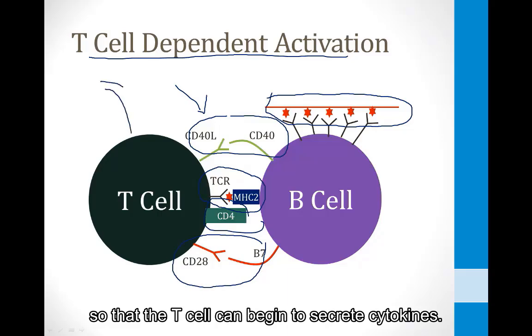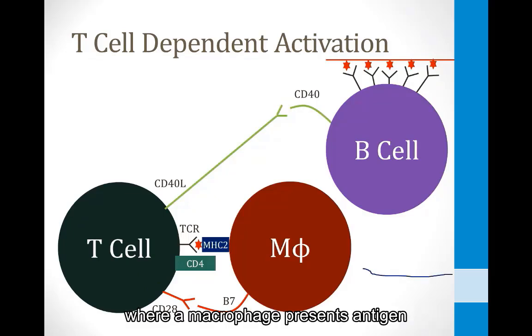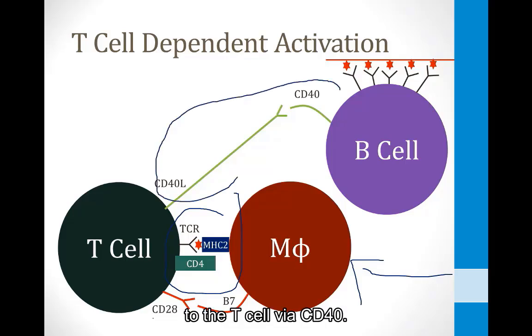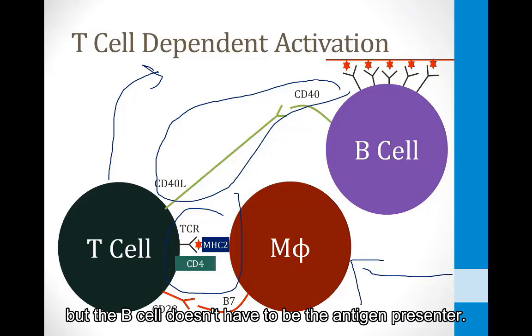begin to secrete cytokines. Sometimes you can have a variation on this process where a macrophage presents antigen to the T cell and activates it via MHC class II and CD4, and then separately the B cell binds to the T cell via CD40. And in this way, you can also activate the T cells to secrete cytokines, but the B cell doesn't have to be the antigen presenter.